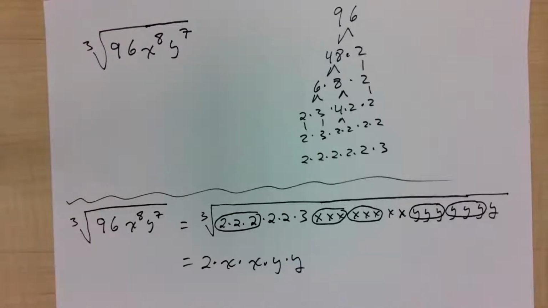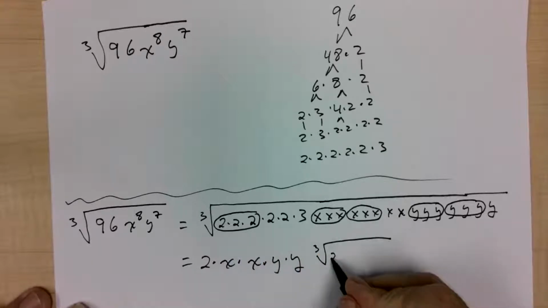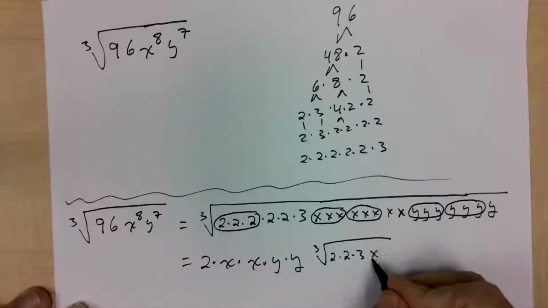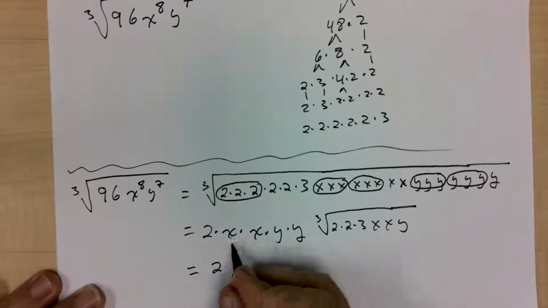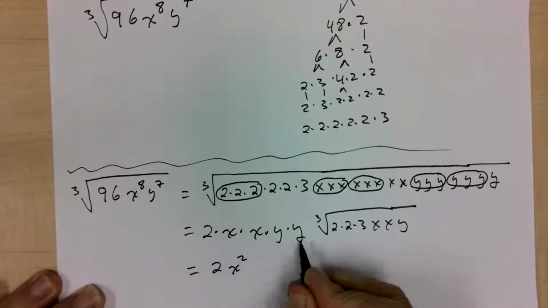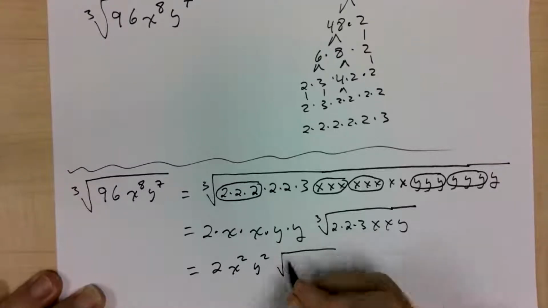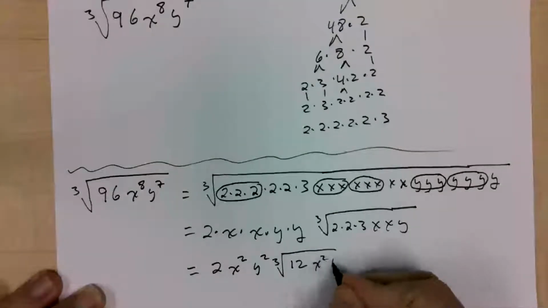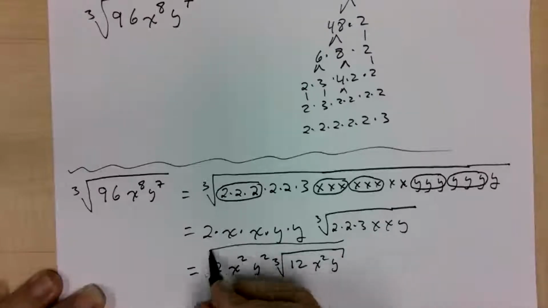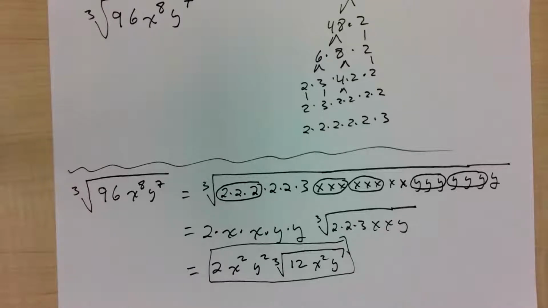Who is left under the cube root symbol? What do we have? We have cube root 2, 2, 3, x, x, y. So let's simplify our answer, and we get 2, x, x is x squared, y, y is y squared. What's left? Cube root of what? 2 times 2 is 4 times 3 is 12, xx, x squared y. So that's our general process for simplifying square roots, cube roots, etc.